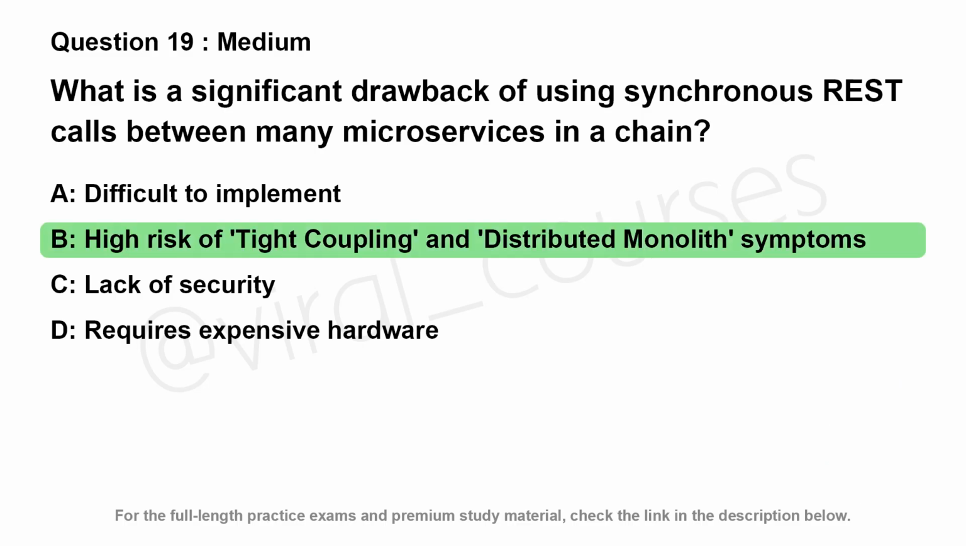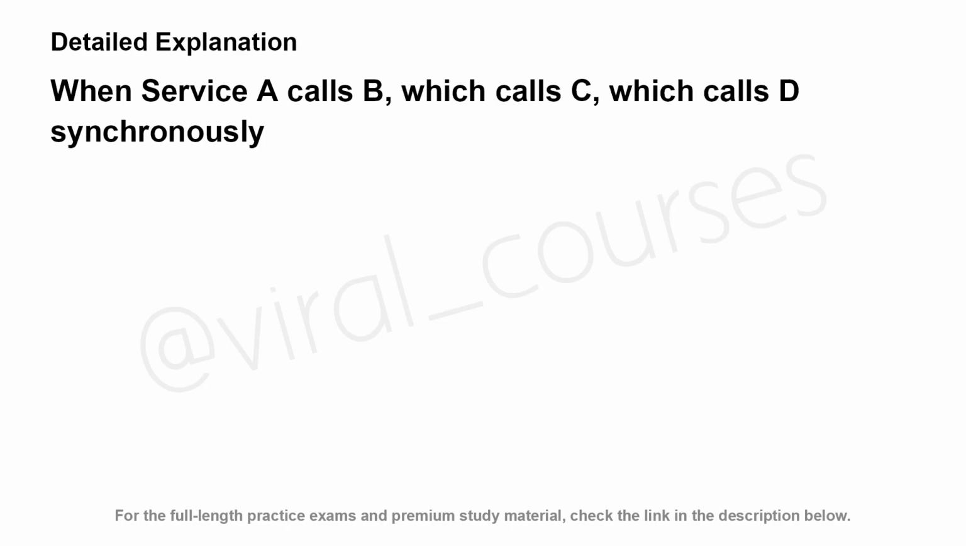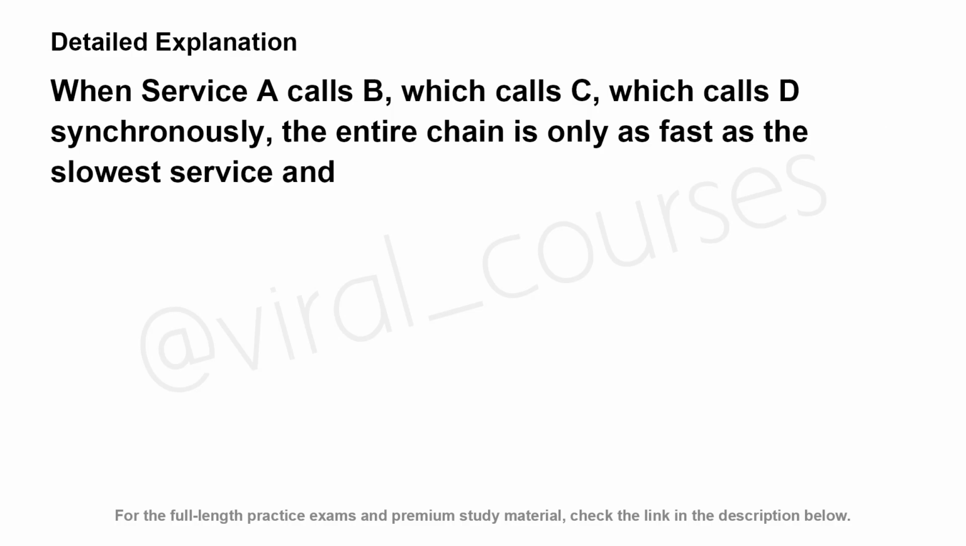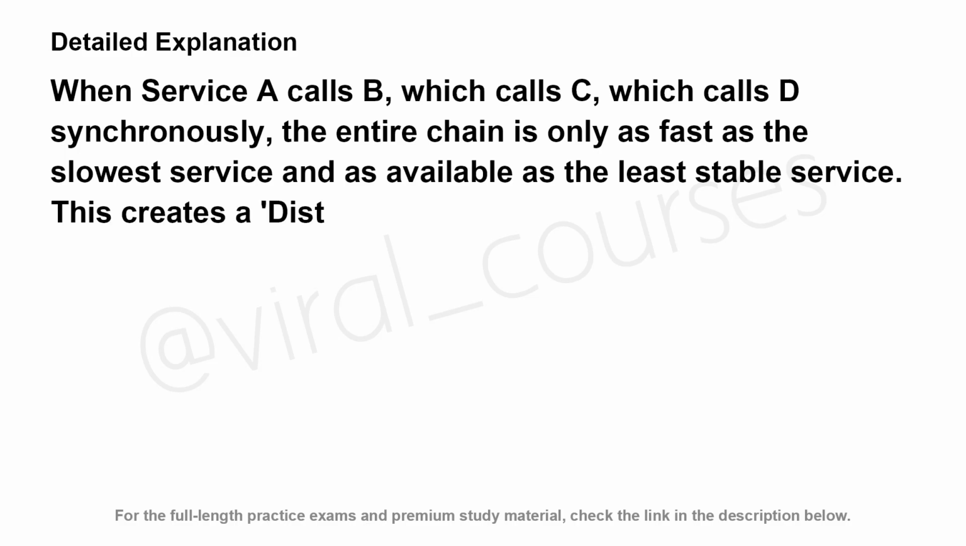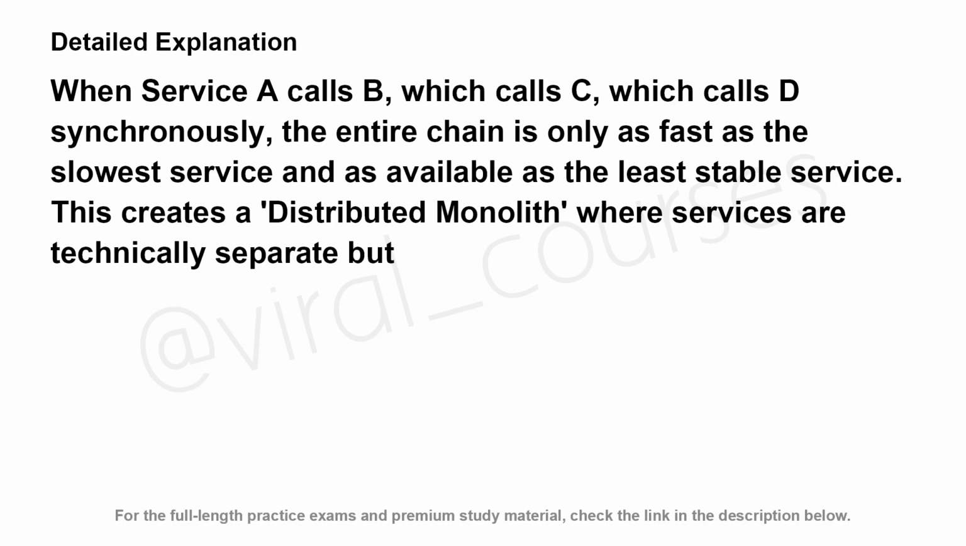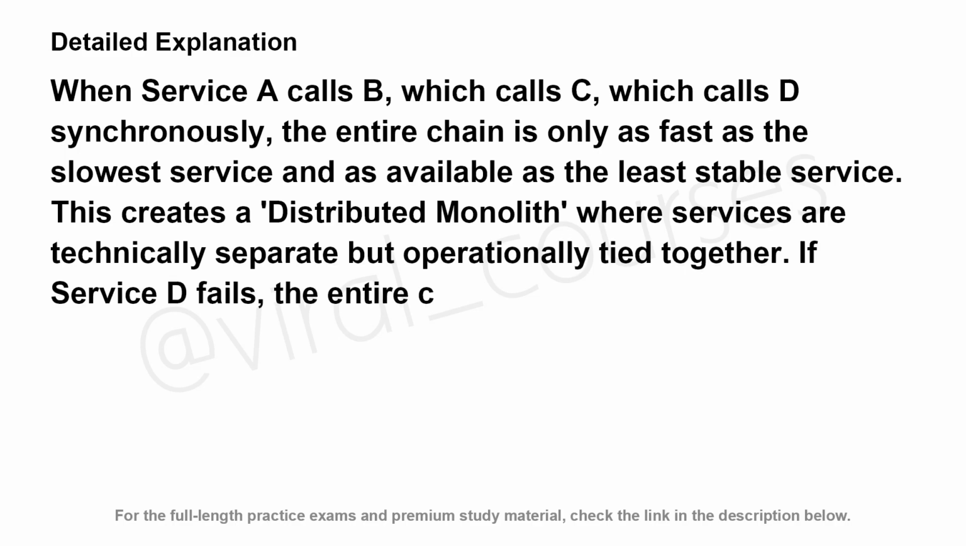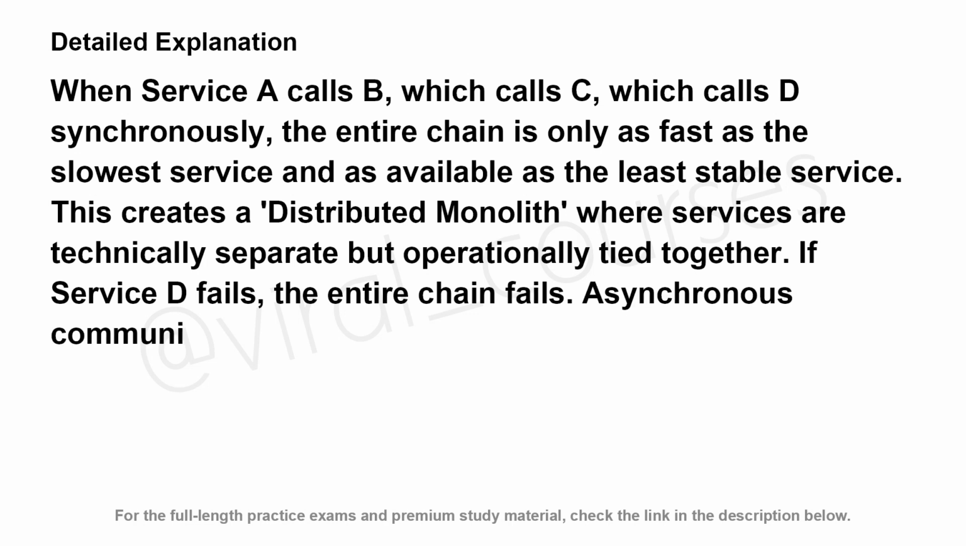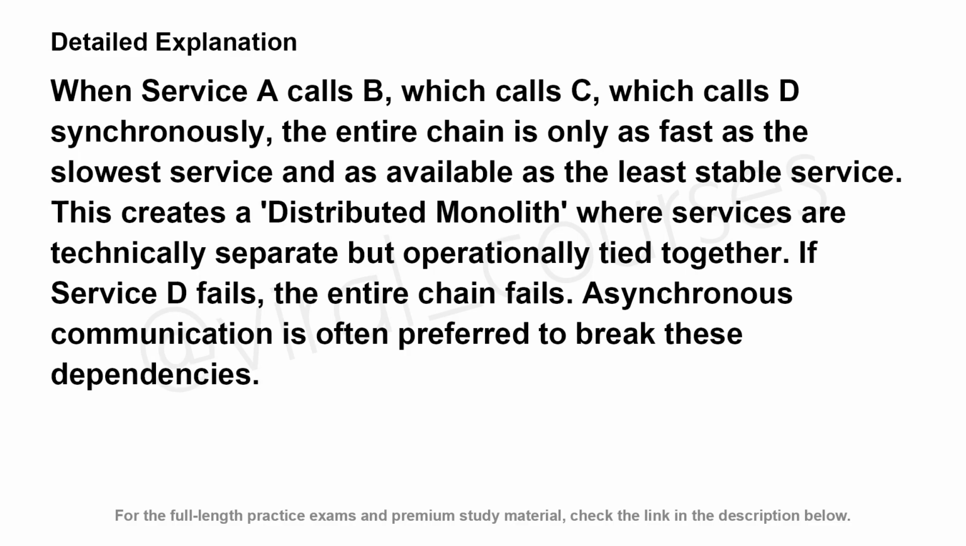The correct answer is B. When service A calls B, which calls C, which calls D synchronously, the entire chain is only as fast as the slowest service and as available as the least stable service. This creates a distributed monolith, where services are technically separate but operationally tied together. If service D fails, the entire chain fails. Asynchronous communication is often preferred to break these dependencies.